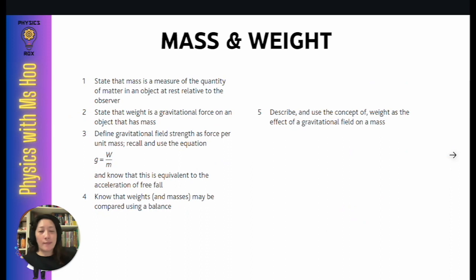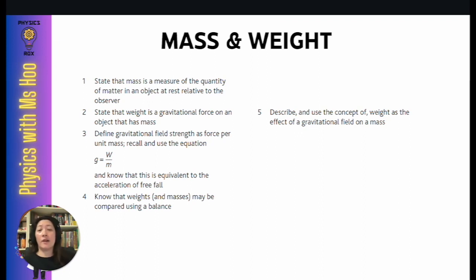Let's go on to mass and weight. So this should not be a difficult concept because you should already have known the difference between mass and weight since primary school. But we'll just go through what you need to know. You need to know that mass is a measure of the quantity of matter in an object at rest relative to the observer. You've got to state that weight is a gravitational force on an object that has mass.